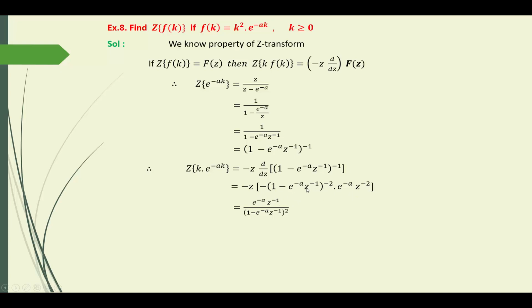Now this term raised to minus 2, so write upon 1 minus e raised to minus a z raised to minus 1, bracket square. We get e raised to minus a upon z, since z raised to minus 1 is 1 upon z, upon 1 minus e raised to minus a upon z, total bracket square. The LCM is z, so we get e raised to minus a upon z, upon z minus e raised to minus a bracket square upon z square. Now the z square in the numerator and one z cancel, we get z e raised to minus a upon z minus e raised to minus a, bracket square.